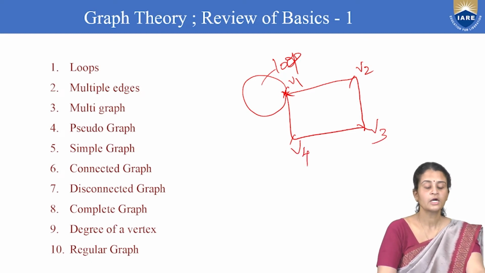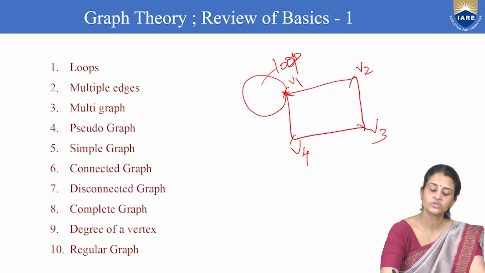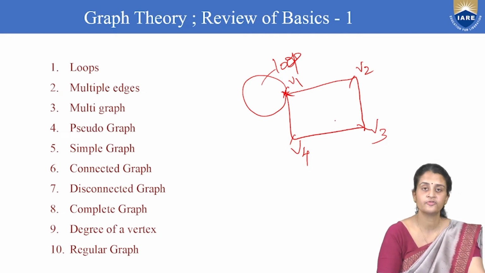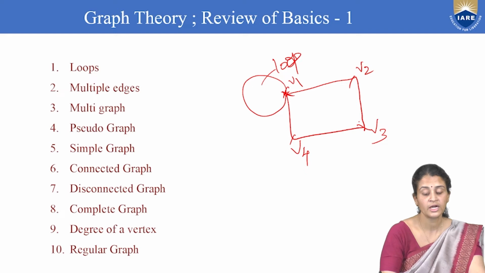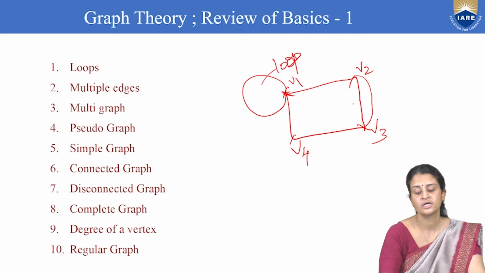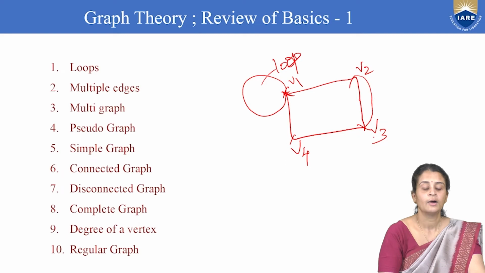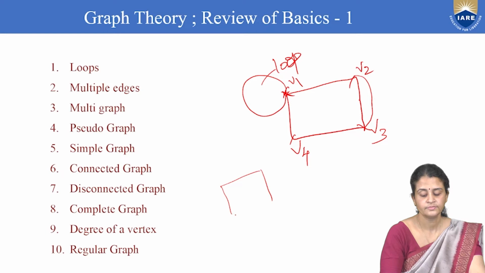Okay. Now multiple edges. If there is more than one edge between a particular pair of vertices, then those edges are termed to be multiple edges. Suppose between this V1 and V2, now we have only one edge. If we are drawing one more edge, like this, now these two lines form multiple edges between the vertices V2 and V3. A multigraph is a graph having multiple edges. This is a multigraph.